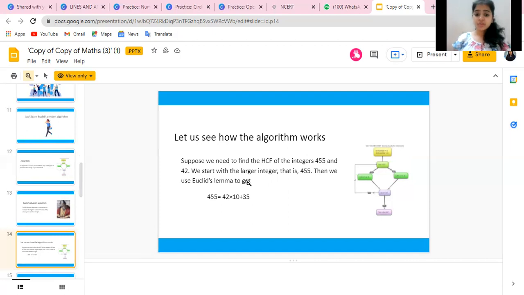We start with the larger integer, that is 455. Then we use Euclid's lemma to get it. Okay. Now 455, as I told you, is the dividend. 42 is the divisor. Now 10 is the quotient and the remainder is 35. Okay. This is the form in which we have written it, in the form of Euclid's lemma.